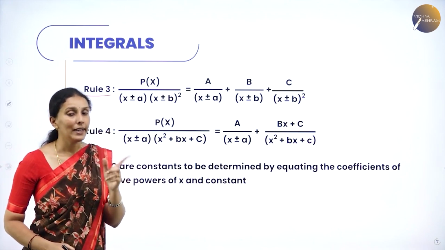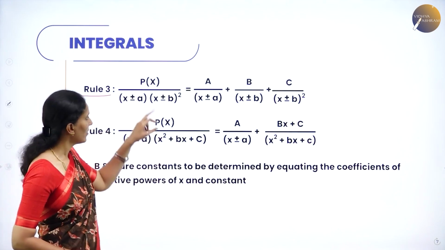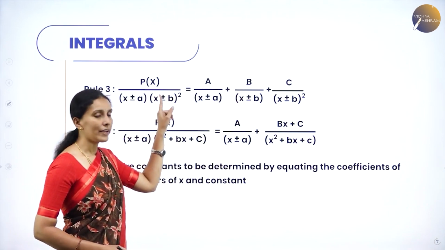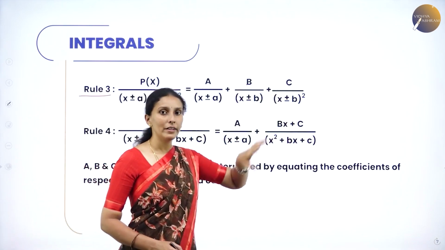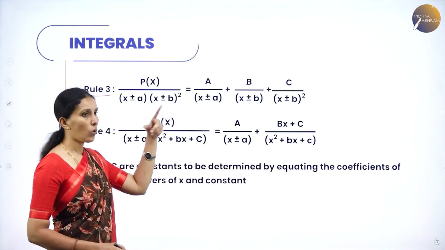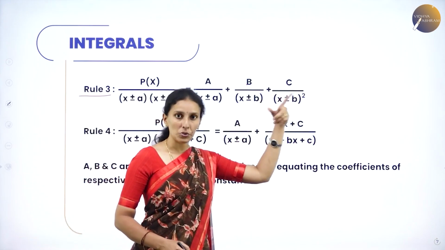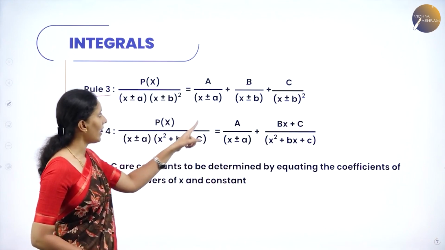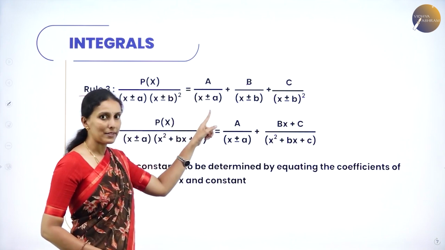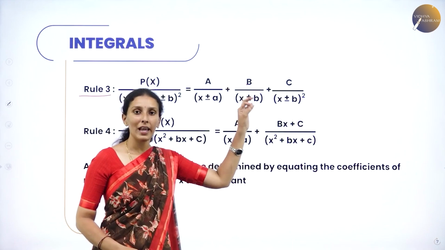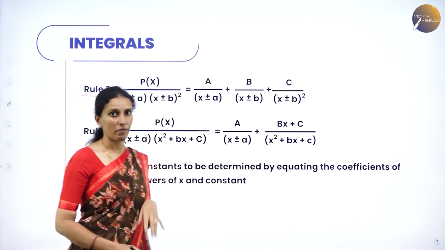When you get a repeated linear factor, the rule is: write the first one as it is, write the second one in the form of x plus b, write the third one as the repeated linear factor. How many times is it repeated? x plus b whole square. Write x plus b whole square only. So if you have repeated linear factors, write as a divided by x plus a, b divided by x plus or minus b, and c divided by x plus or minus b whole square.